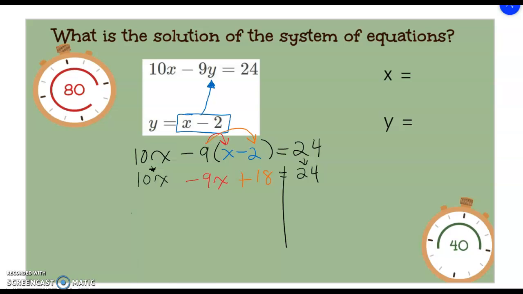Next step is to combine like terms. Combine x's together, combine non-x's together. So in this case, I have 10x minus a 9x, which is going to give me 1x. Bring down your plus 18 equals, and bring down the 24. Now remember, x is not by itself. It's like you and your best friend, and the 18 is your dog. Kick your dog out of your house by subtracting it out.